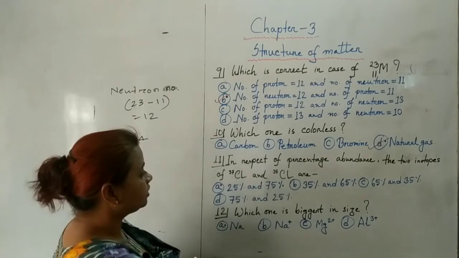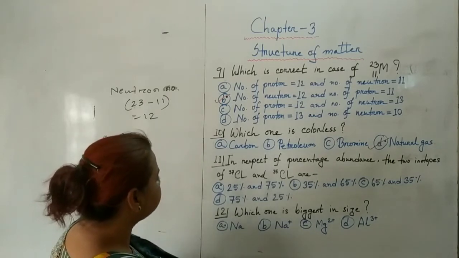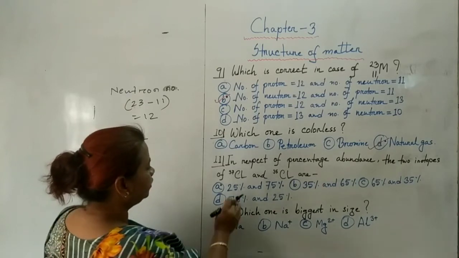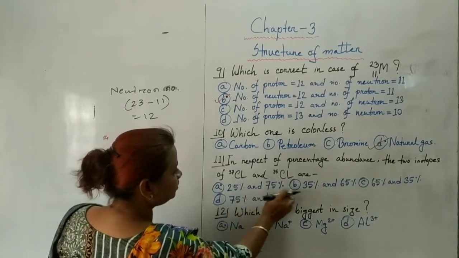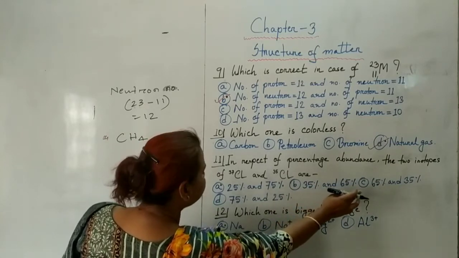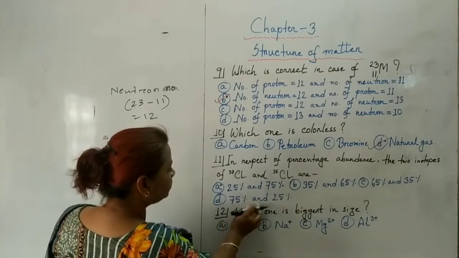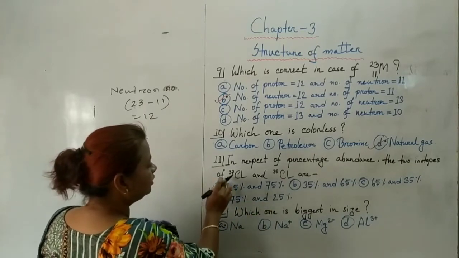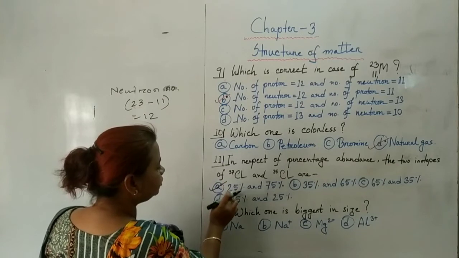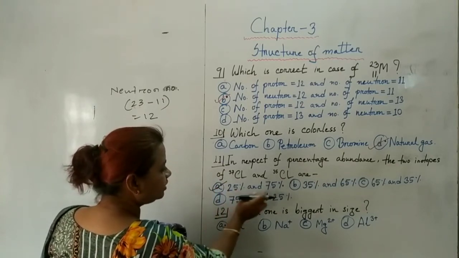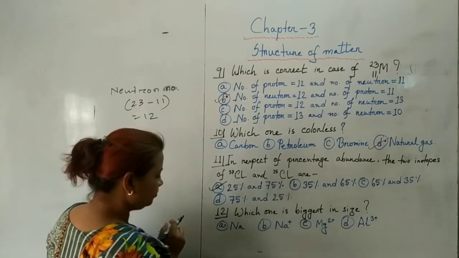Number 11. In respect of percentage abundance, the two isotopes of chlorine, chlorine 37 and chlorine 35, are: 25% and 75%, 35% and 65%, 65% and 35%, 75% and 25%. So the correct answer is A. The abundance of chlorine 37 available in nature is 25%, and this one is 75%.